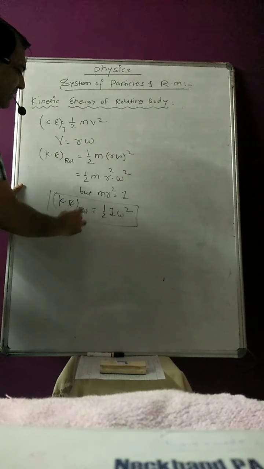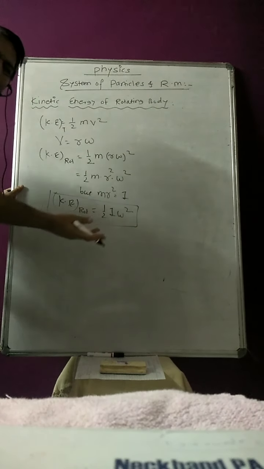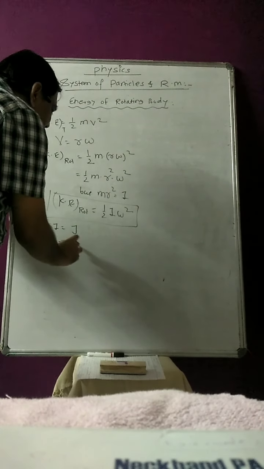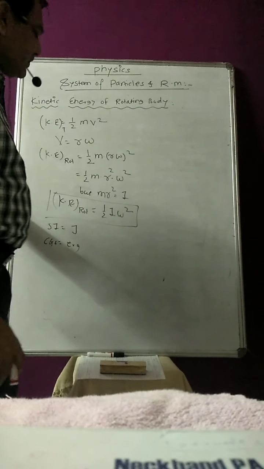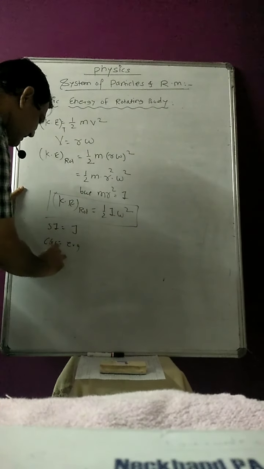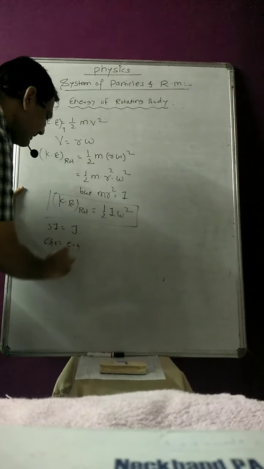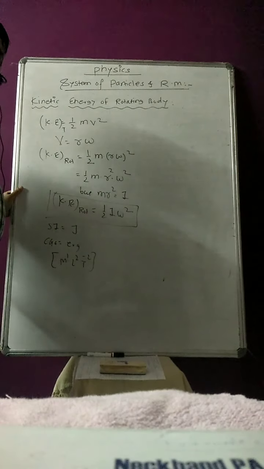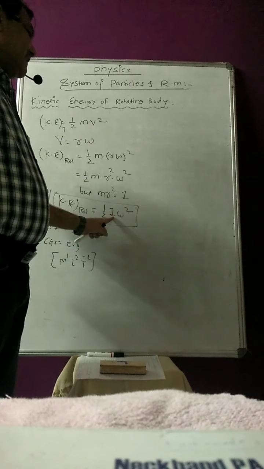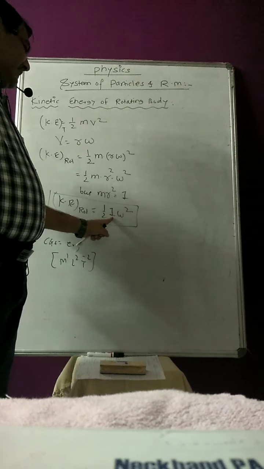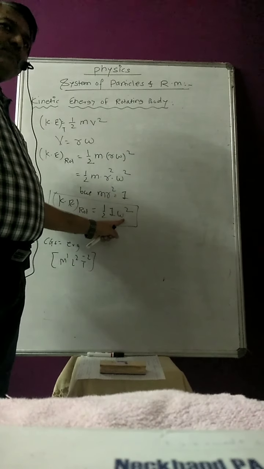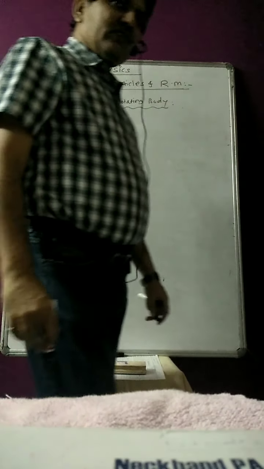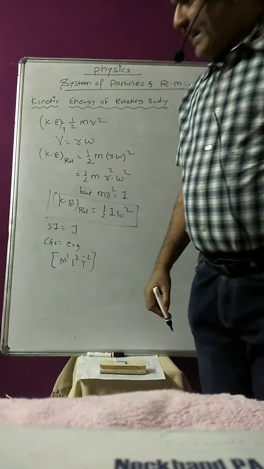What are the units and dimensions? The SI unit of kinetic energy will be joule as usual, and the CGS unit will be erg. 1 joule is equal to 10 raised to 7 erg. The dimensions of kinetic energy will be M^1 L^2 T^-2. Moment of inertia is M R square, M^1 L^2, and omega square is T^-2. So these are the dimensions of rotational kinetic energy.